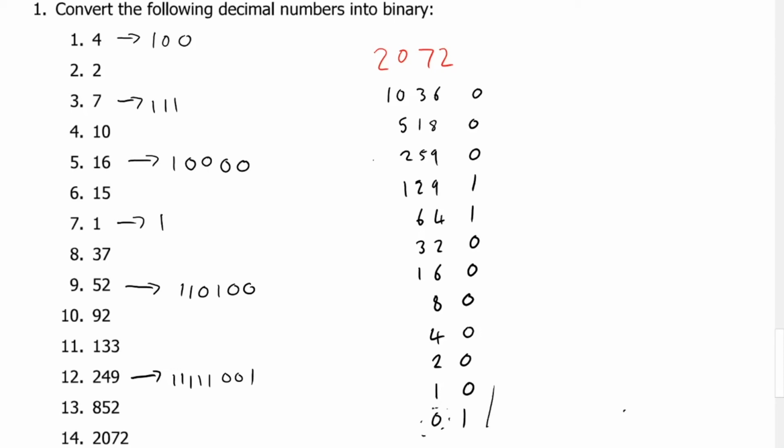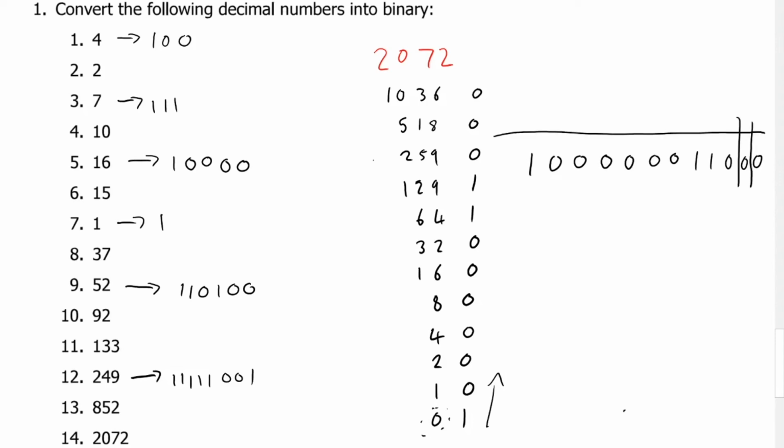So now we're going to write out all those remainders starting at the bottom. So we have 1, 0, 0, 0, 0, 0, 0, 1, 1, 0, 0, 0. Let's check that's correct. Okay, and we'll convert it back. I'm going to struggle with fitting my numbers in here. Let's just draw in all those columns.